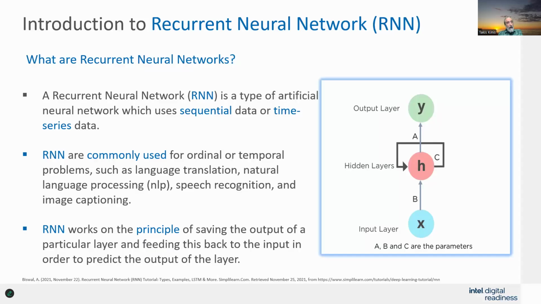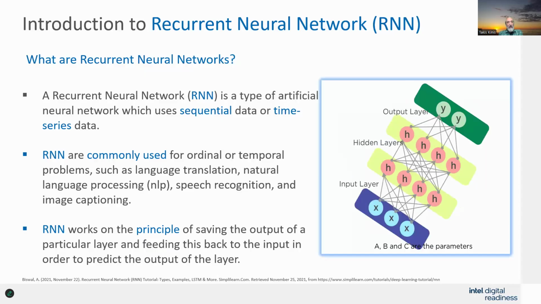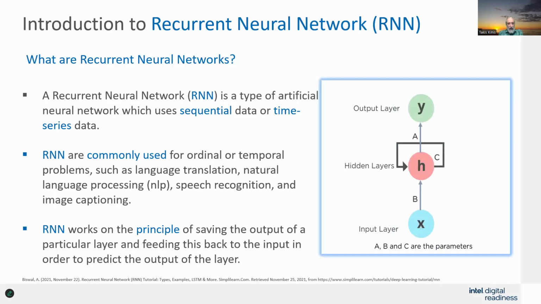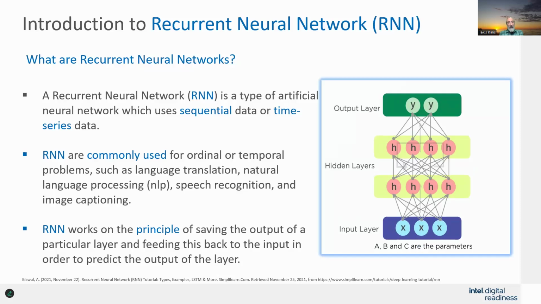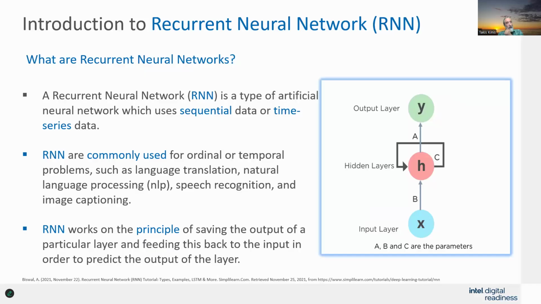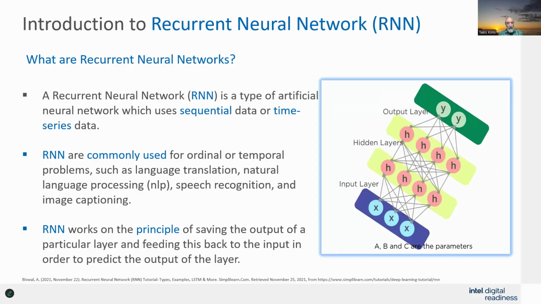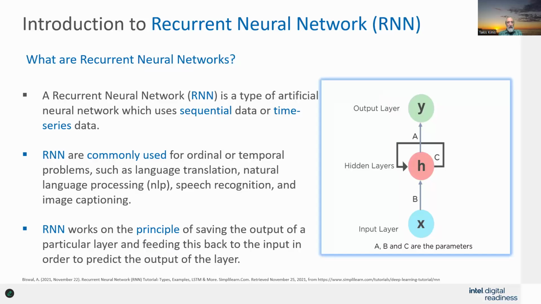It uses sequential data, right? So data that is in a sequence or a time series. So things that are timestamped or things that happen in a specific order, right? And it says that they're commonly used for ordinal or temporal problems such as language translation, natural language processing, speech recognition, and image captioning. So in other words, ordinal means it's basically not like a typical numeric type of thing, right? We're looking at qualities as opposed to precise values. And things that happen over time, right?